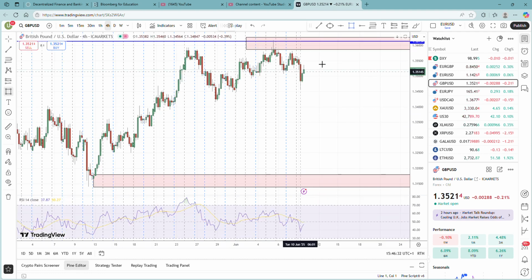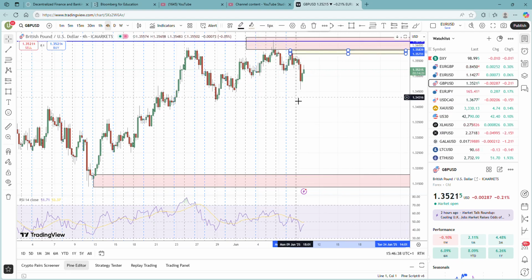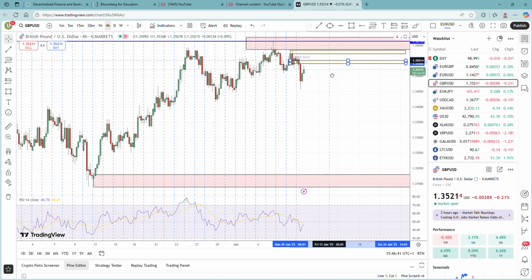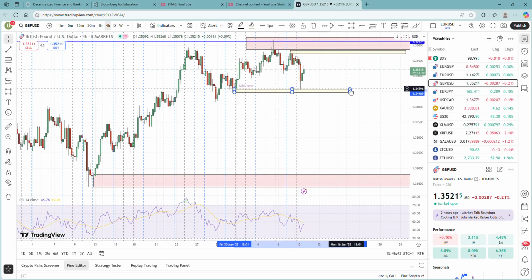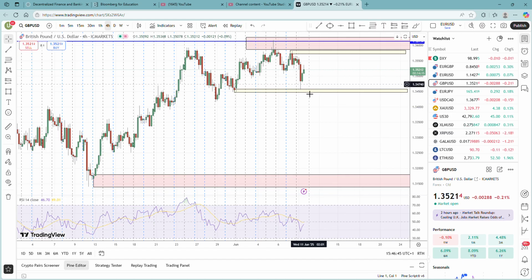Go to a H4 time frame. Repeat the process once again. You can see you've got a H4 resistance here where price changed from bullish to bearish. And also you've got your H4 support here as well. Stretch that. Price is here, buy. Price is here, sell. Simple as that.